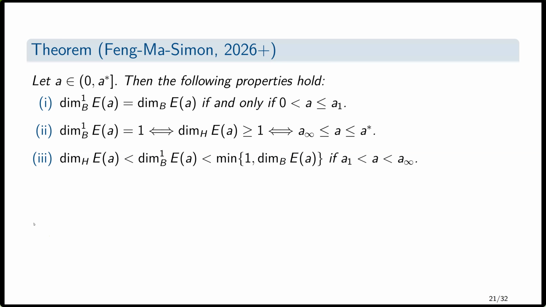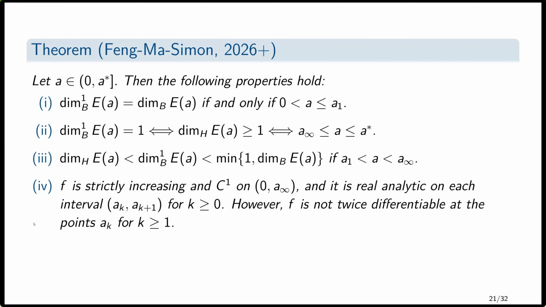But if A is between A1 and infinity, then the projection set has both dimensions strictly greater than the Hausdorff dimension and strictly less than the minimum. So the Marstrand type projection theorem does not hold for box dimension. And what's the property of the function f? Well, f is strictly increasing and it is in one interval.